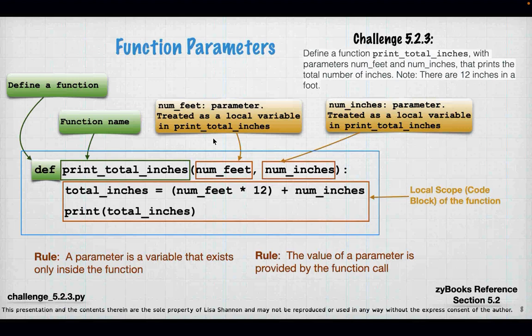So inside, in this case, I have two lines of code. I have total inches equal num feet times 12 plus inches, and then I have print total inches. So inside of this, I am using the value associated with the variable num feet, and I'm using the value associated with the variable num inches to do a calculation for total inches. And then I call the print function and I print it out. I already said that the parameter is a variable that exists inside the function. The value of the parameter is provided by the function call. So right now, for the definition, num feet and num inches have no value. Those values are assigned when you're calling the function.